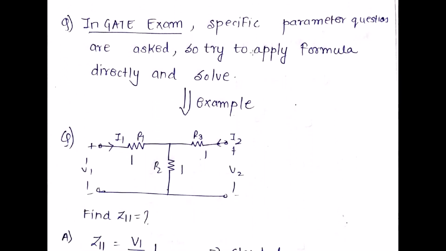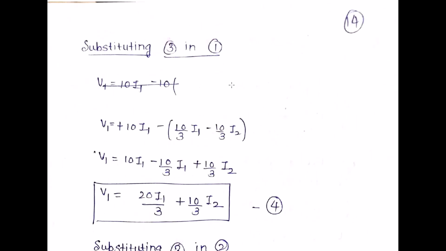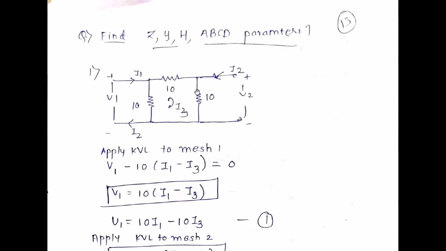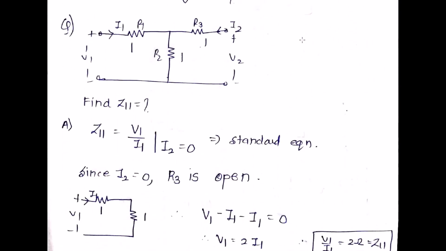Now, in the GATE exam, or in any kind of competitive exam for that matter, specific parameters will be asked. So try to apply the formula directly and solve. For example, in this particular question, the circuit diagram was directly given to you and all the parameters were asked. But in a competitive exam, mostly they ask you one particular parameter, one particular equation. Hence, they have asked you to find Z11.